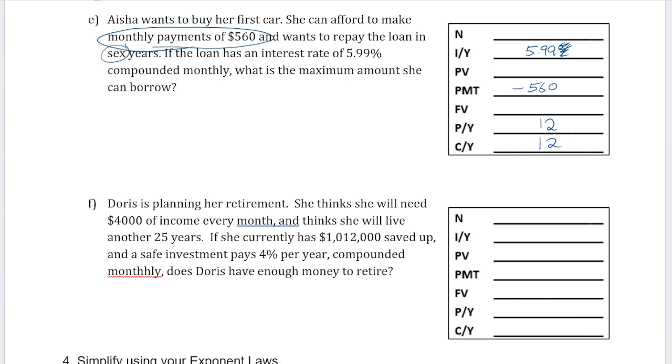Oh, 6 years. Whoops. I'm thinking that's 6 years. So n is 6 years times 12 months is 72 total periods. And then we just have to figure out, are we solving for PV or are we solving for FV? Well, it's a loan. So loan means you're going to get the money at the start, and then you're going to pay it back, and then at the end, you don't owe any more. So that's how that's going to look.